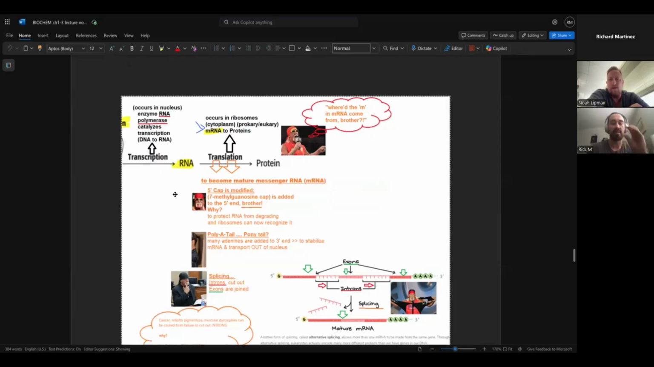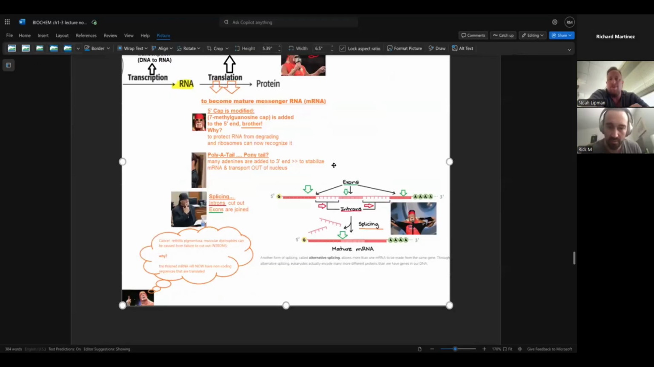It has a cap, a 5' cap. They'll have a poly A tail, so think of like a ponytail, and they'll have a splicing. Okay, you can look at the pictures in the PDF on your own time. But there are these exons, these things right here, and introns. Okay, so put them in red, red, and then green. Green stays, red cuts out. Done. We don't need it.